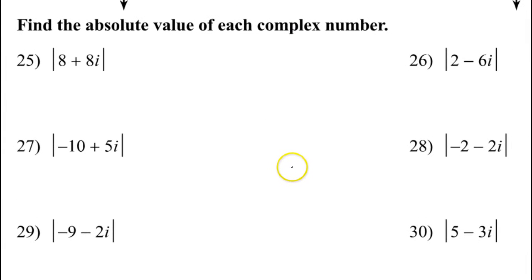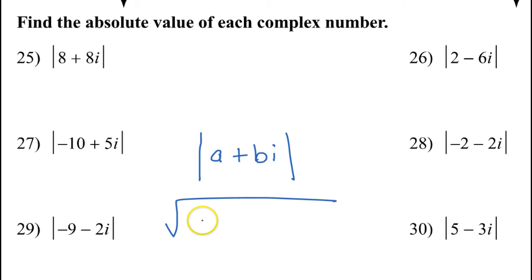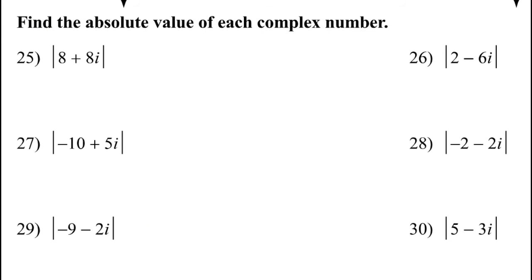Now, absolute value. If I want to do the absolute value of a complex number a plus bi, that's going to be the square root of a squared plus b squared. Notice there's no i in here anywhere once we do this. Okay, so I need to just erase this. So, for number 25, that's going to be the square root of 8 squared plus 8 squared.